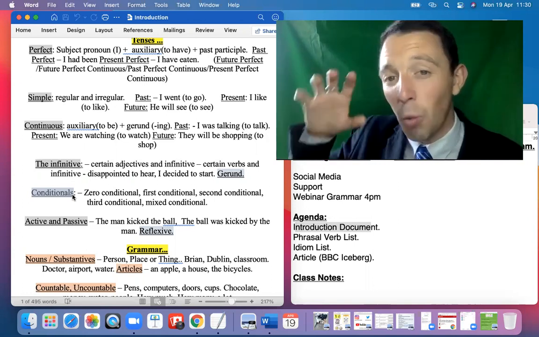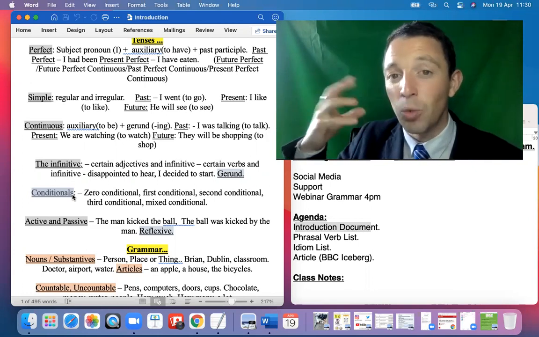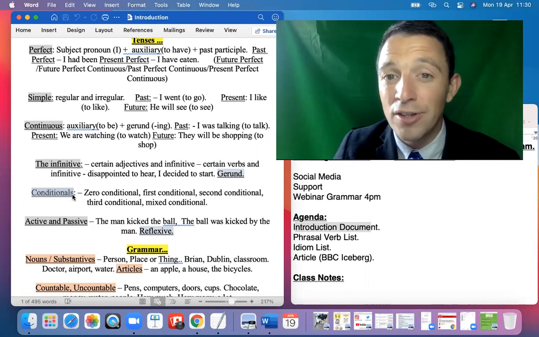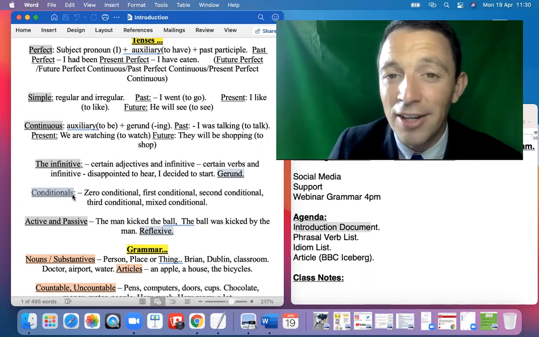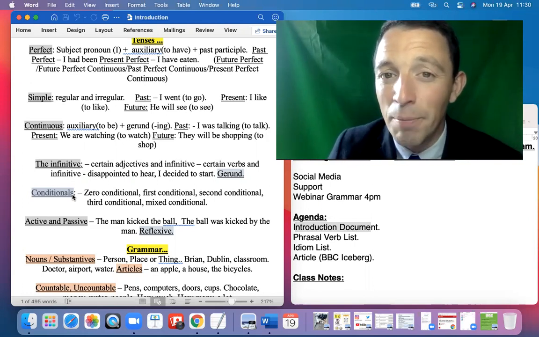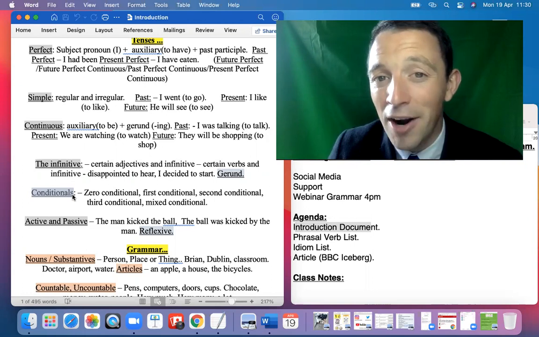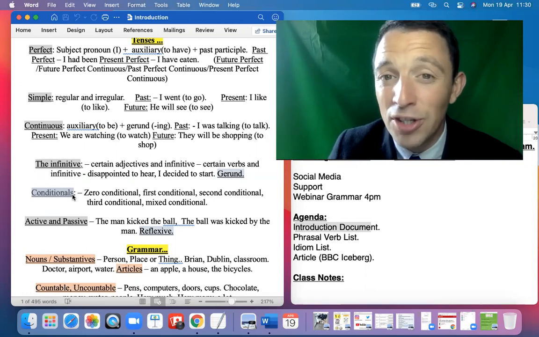For example, in the webinar last Monday, we focused on the conditionals. And today at the webinar, we will also continue to focus on the conditionals. So they're a big part of English and they're very, very important, and they're a little bit tricky. So it's important you're aware of them, and it's important that you are conscious of them.